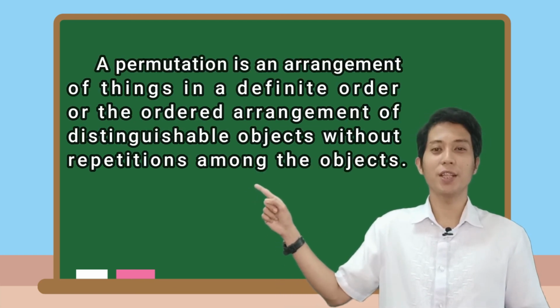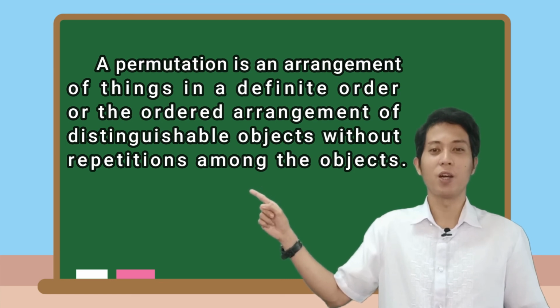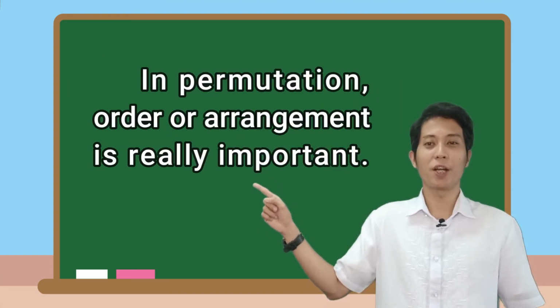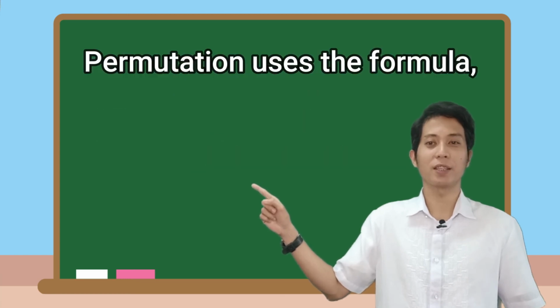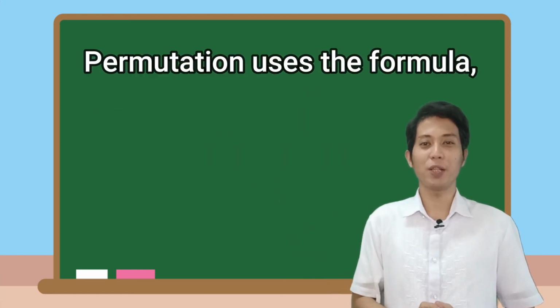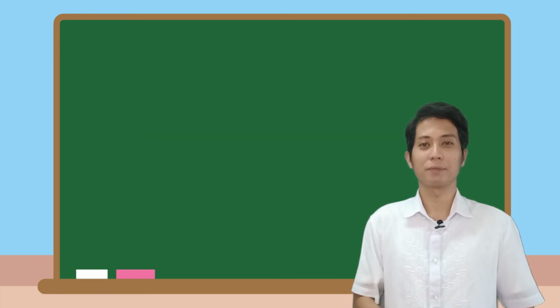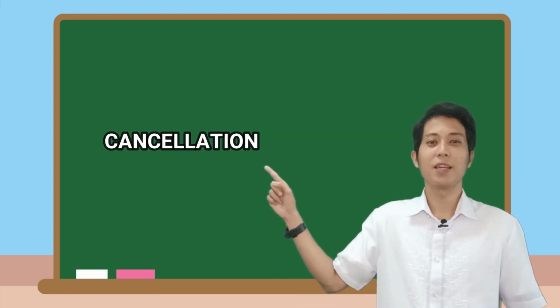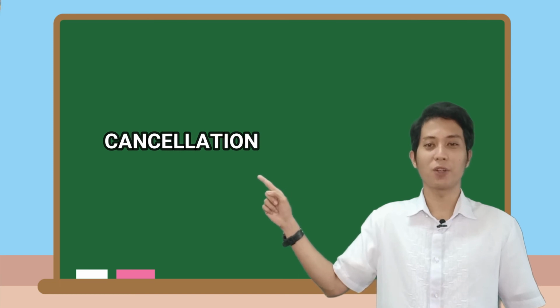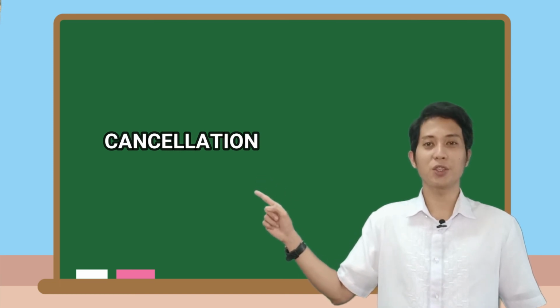A permutation is an arrangement of things in a definite order or the ordered arrangement of distinguishable objects without repetitions among the objects. In permutation, order or arrangement is really important. Permutation uses the formula n factorial equals n times quantity n minus 1 times quantity n minus 2 times quantity n minus 3 and so on times 2 times 1. In simplifying expressions involving factorials, we can use cancellation method.